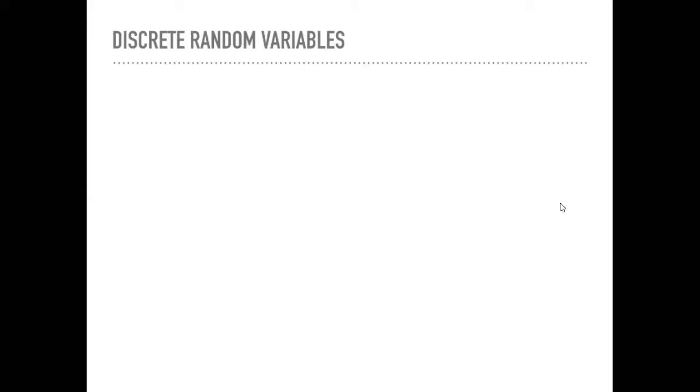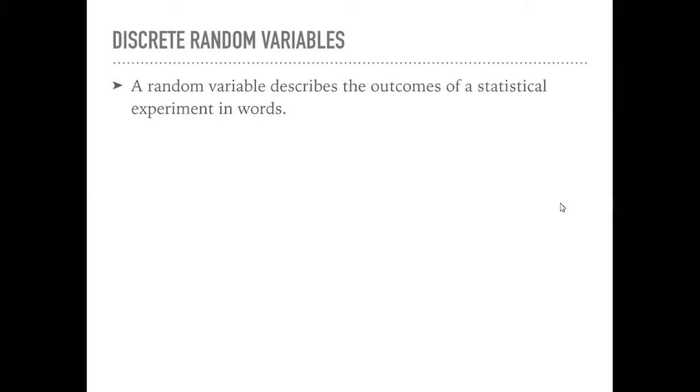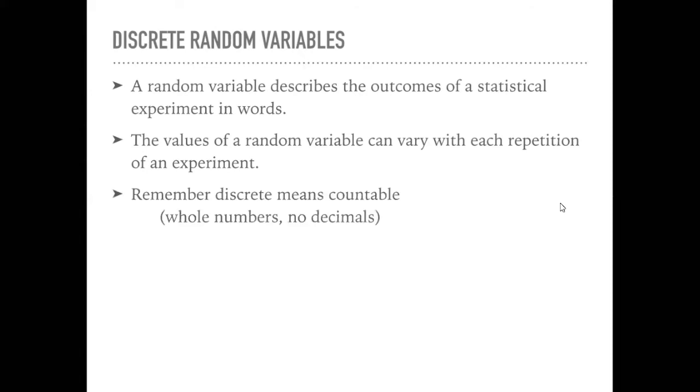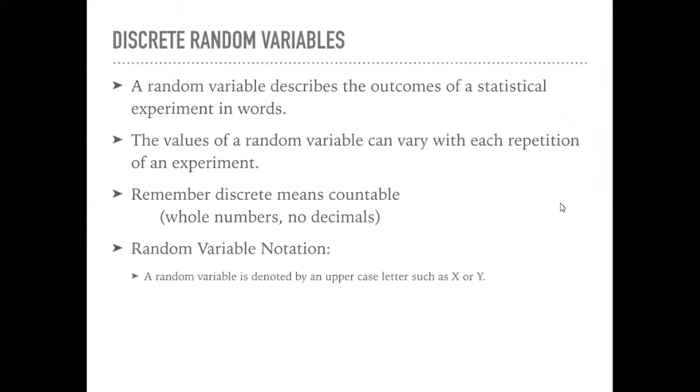As we get started talking about discrete random variables and discrete distributions, we want to talk about what a random variable is. A random variable describes the outcomes of a statistical experiment with words. The values of a random variable may vary with each repetition of an experiment. Remember, discrete means countable, so whole numbers and no decimal places. Our notation for a random variable is an uppercase letter such as capital X or capital Y. The value a random variable may assume is denoted by a lowercase letter such as a lowercase x or a lowercase y.